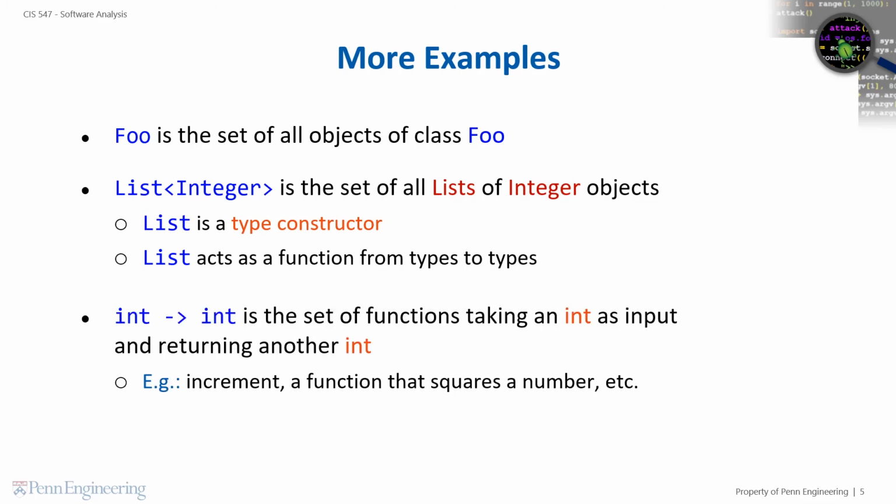We can also have function types. For example, int arrow int is the set of all functions that take an int as their argument and return an int as their result. Some examples of functions of this type would be the increment operation, a function that squares its input, and many others.